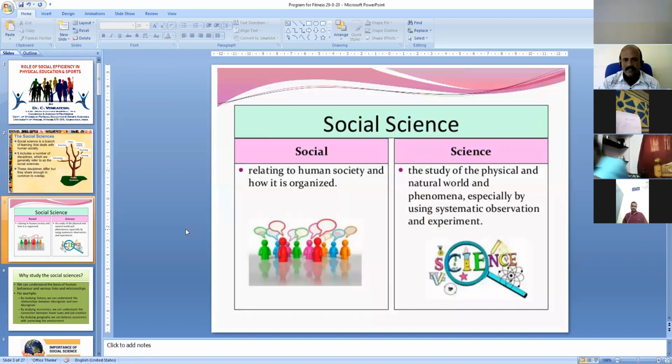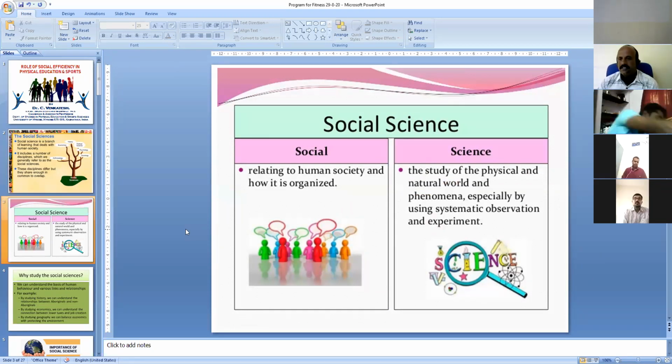It is also called a science. It is social because it is related to human beings, society and the organization of society. It is a science because it is the study of the physical and natural world and phenomena, especially by using systematic observation and experiment. So we observe people by experimenting and through assessment, tests and other things. We get the data, we decide what they are, and based on the experiment we come to a conclusion. So it is also a science. Social science is related to our sports and physical education field.